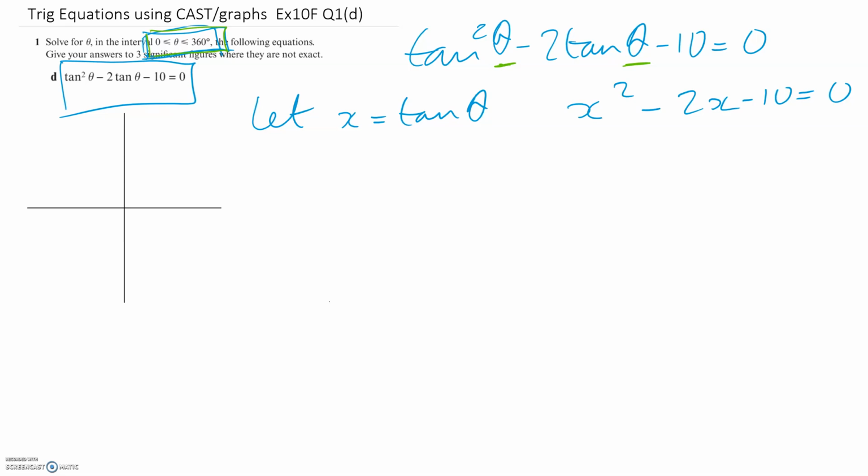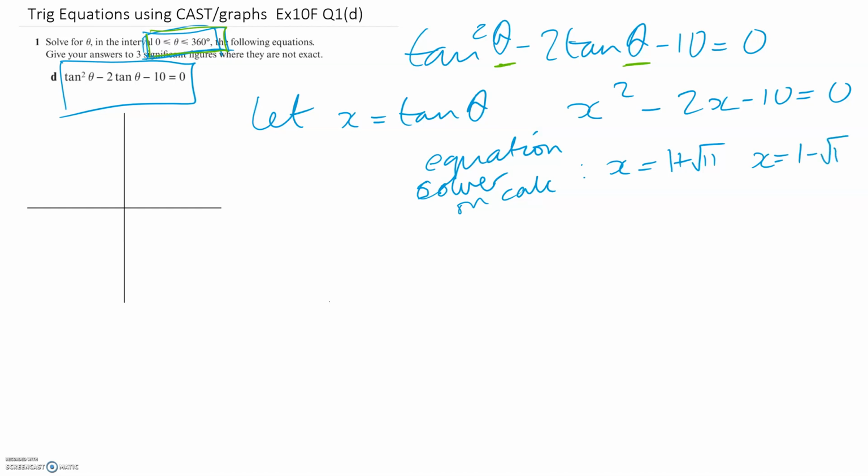So now we could just solve this quadratic. You might be able to factor, actually I don't think you can factorize this, but you can just use the equation solver on your calculator. You don't need to write that down, you can just write down the answers, which are, your calculator should give you these in surd form: 1 plus root 11 and 1 minus root 11. So you just solve the quadratic on your calculator, you've got those two answers.